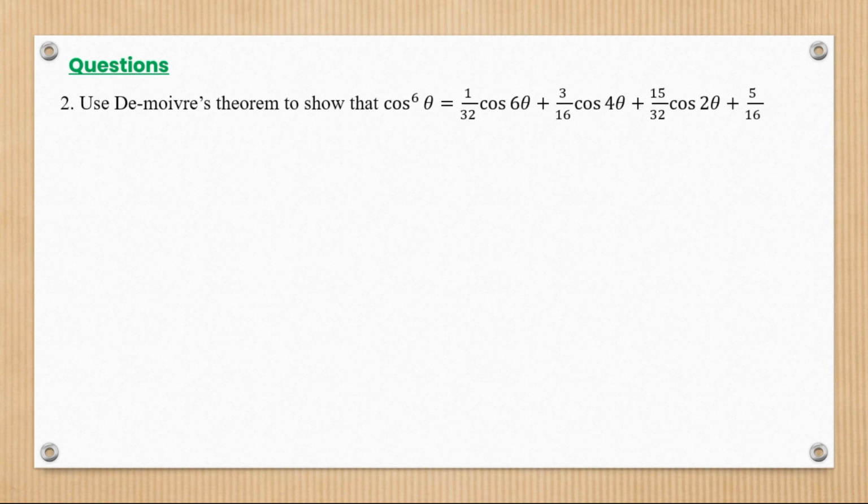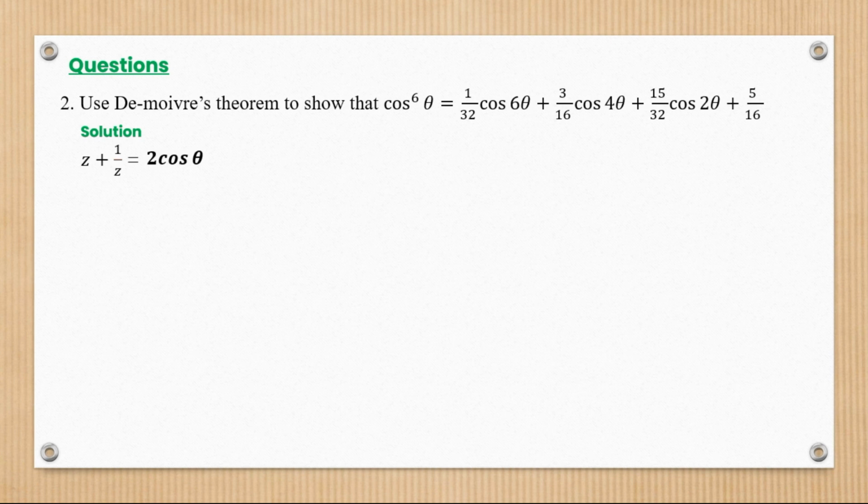Alright, let's look at another question. We're being asked to use De Moivre's theorem to show that cos to the power 6 theta is equal to what we have right there. This is another example, so we're going to use the same method. We know that z plus 1 over z is the same as 2 cos theta.